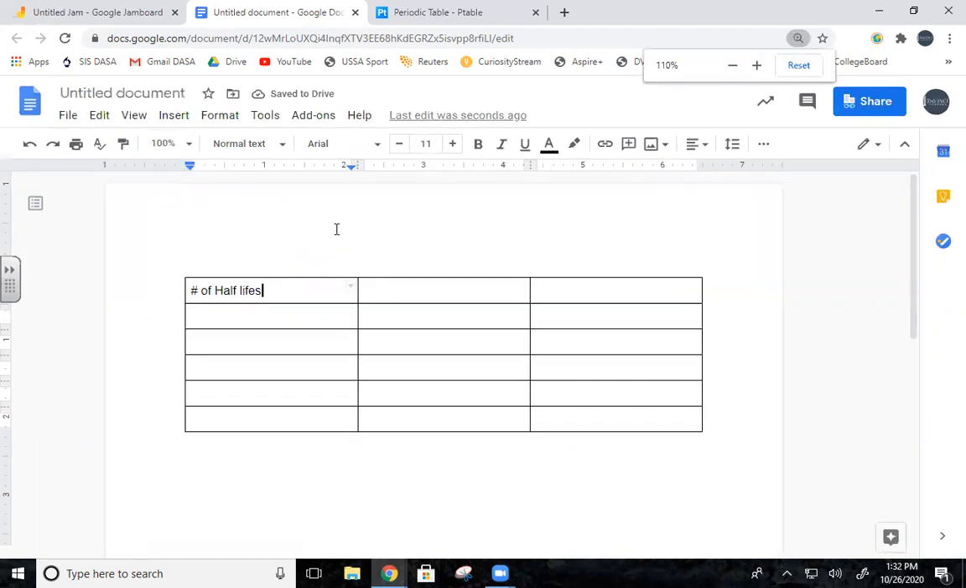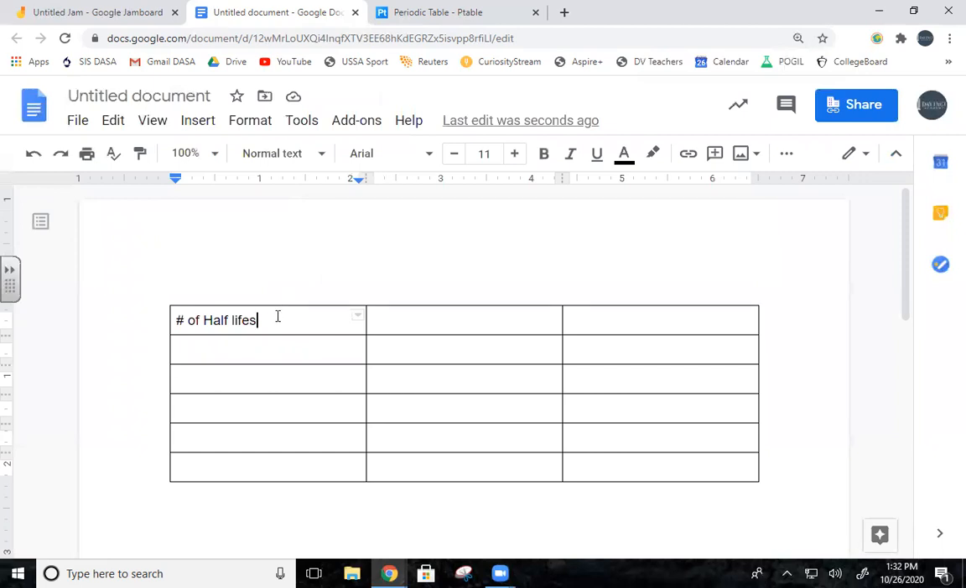Let's zoom in a bit here. Number of half-lives. And then I want you to put percentage of radioactive material remaining. Okay? And then in your next box, I want you to do percentage of stable material. Okay?